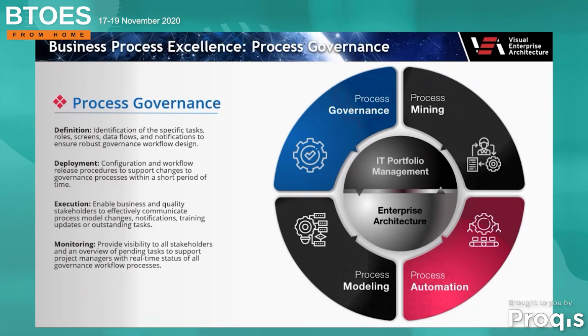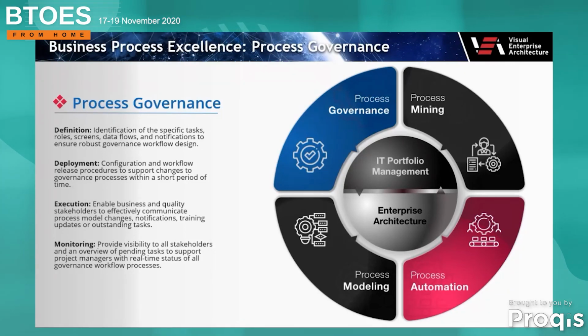Execution of a process governance solution means that you can enable the business and also quality or regulatory stakeholders to communicate changes about process models in a consistent fashion, ensuring notifications that are very clear in the nature or request for changes, training people on updates to each of these processes, and ensuring that they follow the workflow process with all of their outstanding tasks that are required to be completed. Monitoring of the governance process ensures that you have visibility of all the in-progress workflow, supporting project managers and program managers with real-time visibility to the governance of processes and where they stand in the release management lifecycle.